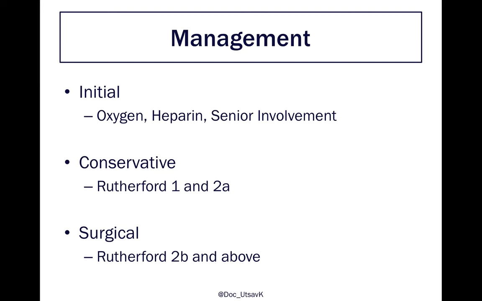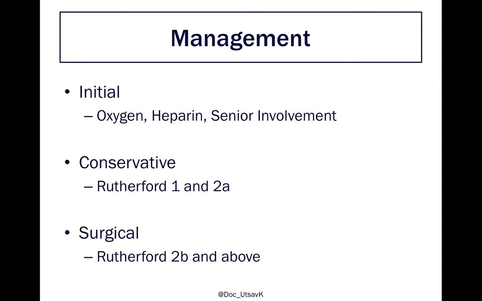Conservative management can be considered for patients who are Rutherford Classification 1 or 2A, so either a viable or a marginally threatened limb where there is no motor deficit, where you may consider a prolonged course of heparin with regular assessment of the APTT or the activated partial thromboplastin time. If there is no improvement, then we may consider moving on to surgical intervention.